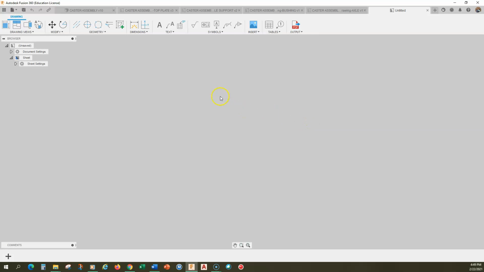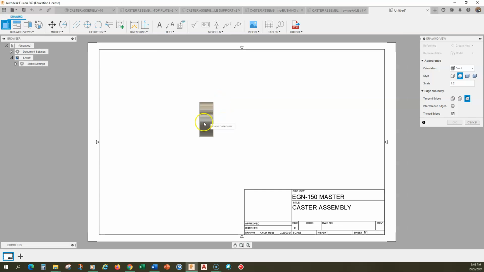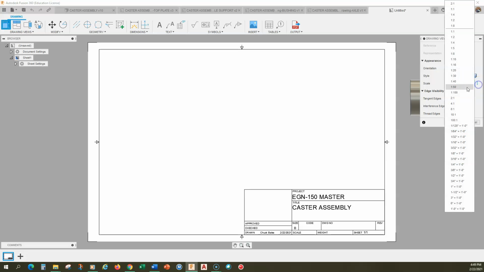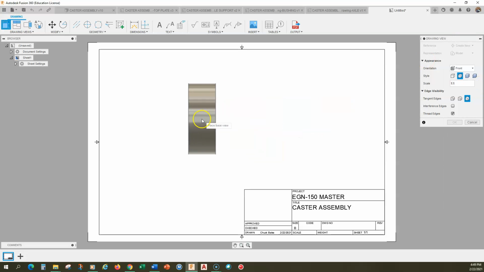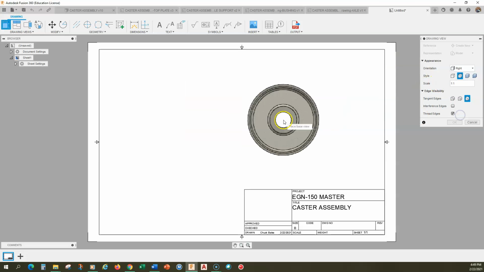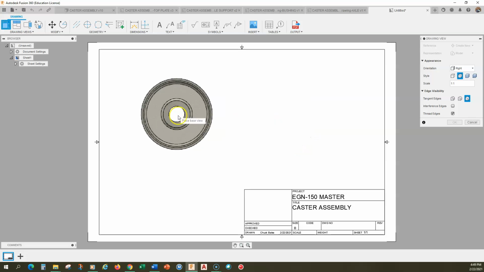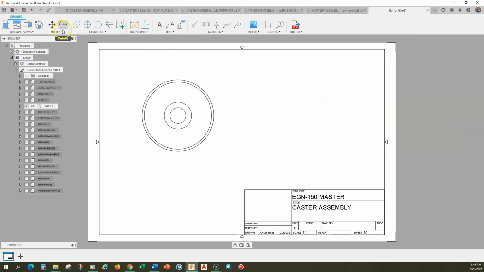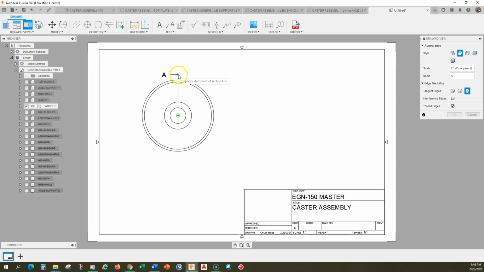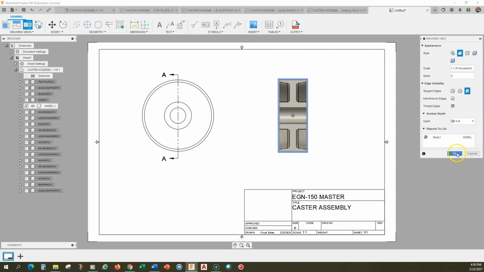All right, we're going to use a section view with this as well because there's a lot of internal detail. I think we can get up to 1-to-1. This is not what I want for my base view, right? So I'll choose right view right here, and we'll put that there because I want a section view developed from this view. Right there.